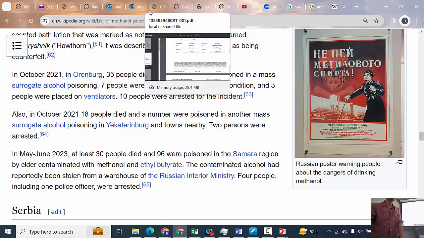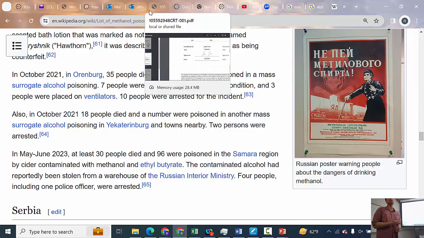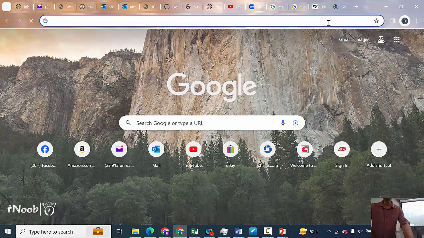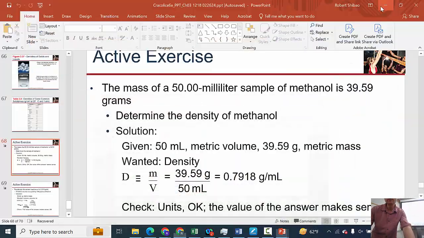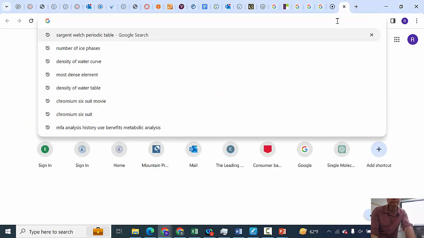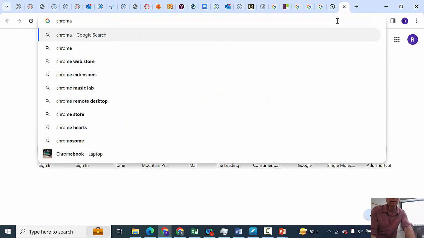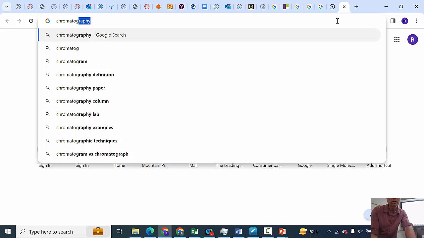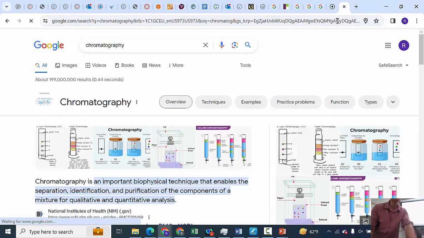But how do you know it's adulterated or not? That's a mixture. And what can you do with mixtures? Are they easy to analyze, mixtures? No. You could try separation techniques. So there are different separation techniques that you can do. Actually, they're easy to analyze if you have the equipment. So let me go here. One powerful technique for separating mixtures into the components is chromatography.